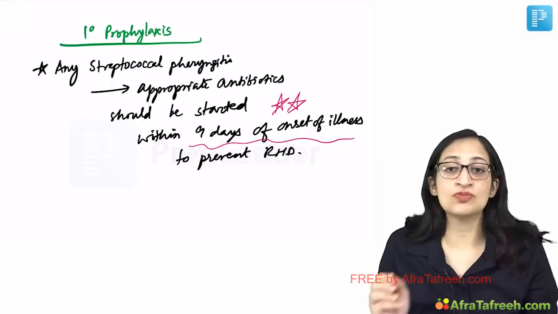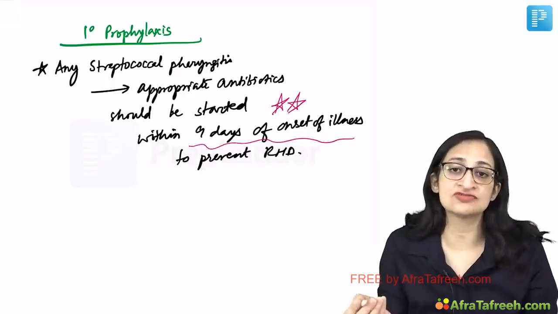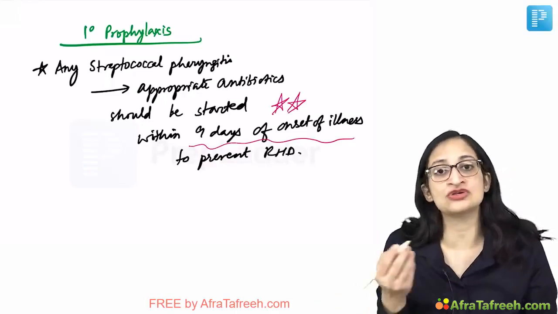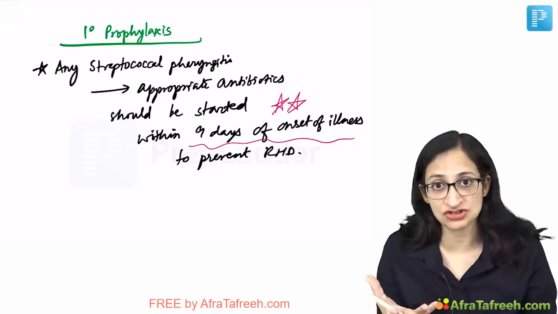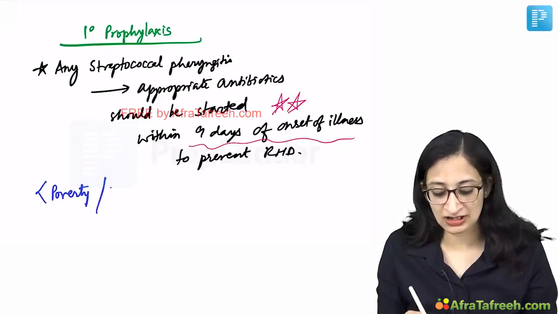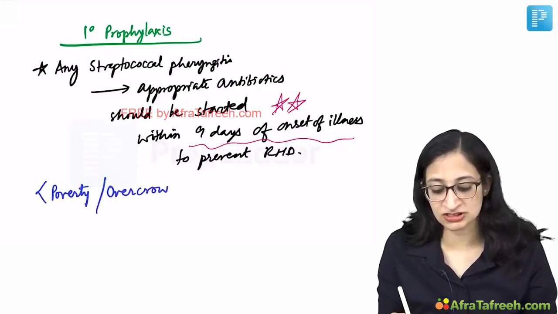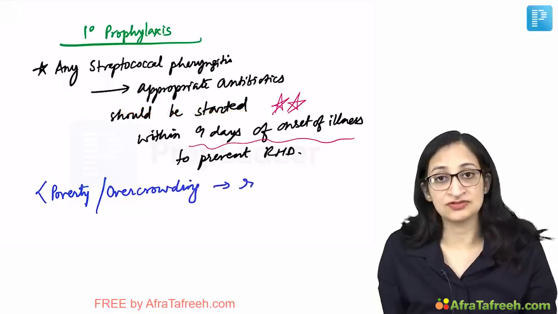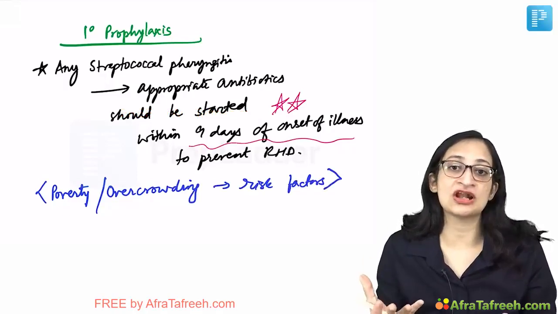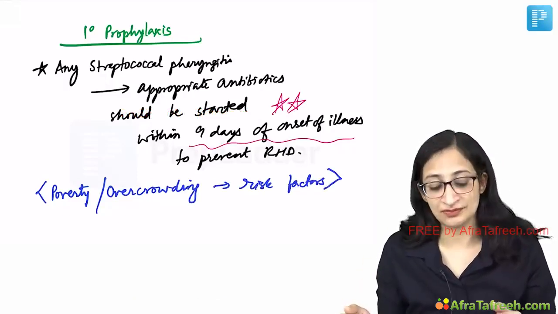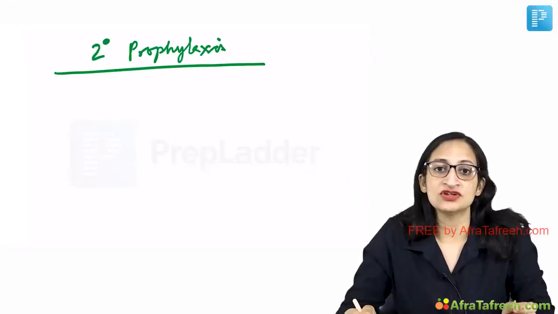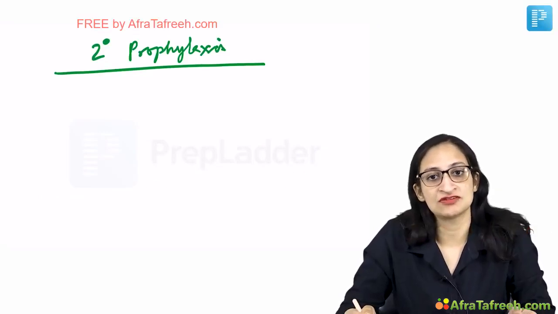And it has been seen that poverty and overcrowding are risk factors for rheumatic fever. So, if possible, you should try to improve the general condition, the living conditions of people. Because poverty, overcrowding, inadequate treatment of sore throat, they are all risk factors for rheumatic fever. Right. So, that is why in developed countries, the incidence of rheumatic fever is quite low these days. Okay. So, that is about the primary prophylaxis. We also need to give a secondary prophylaxis for rheumatic fever.